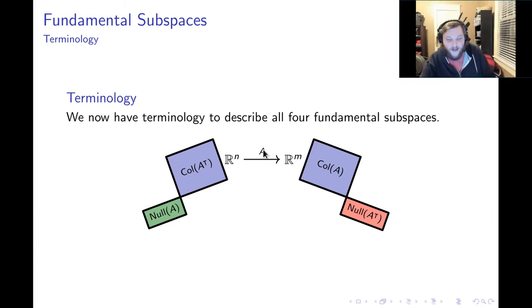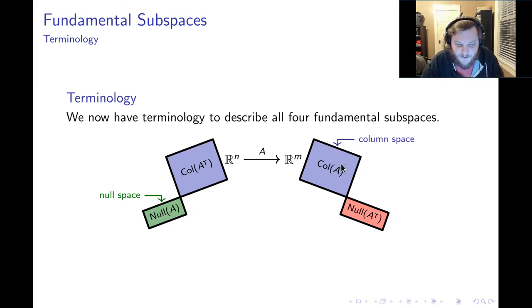So for an m by n matrix, we can view it as a machine that transports vectors in R to the number of columns into vectors coming from R to the number of rows. The null space lives alongside the column space of the transpose inside of R to the number of columns, and we just call the null space the null space. On the other side, the column space lives alongside the null space of the transpose, and we just call the column space the column space.